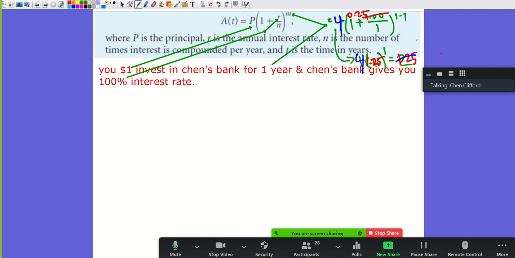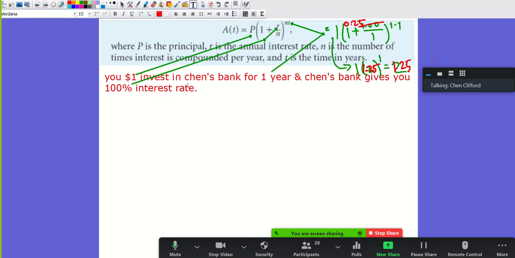Now, let's say we bring in the concept of compounding. Let's say I tell you it's compounded every 3 months. So how would you do this?